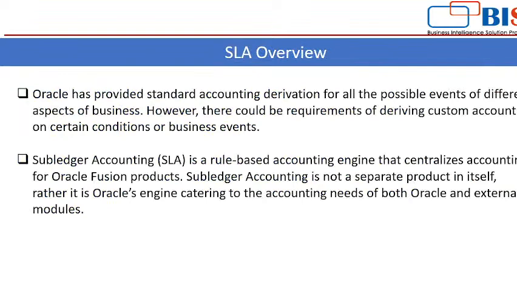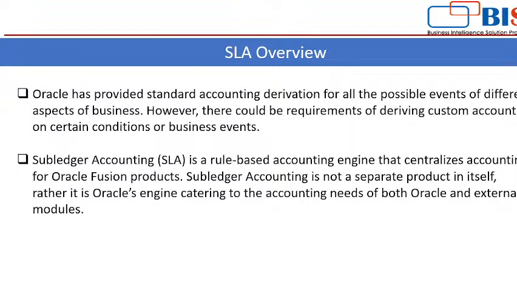Oracle has provided standard accounting derivation for all the possible events of different aspects of business. However, there could be a requirement of deriving custom accounting on certain conditions or business events. Subledger accounting is a rule-based accounting engine that centralizes accounting for Oracle Fusion products. Subledger accounting is not a separate product in itself, rather it's Oracle's engine catering to the accounting needs of both Oracle and external modules.